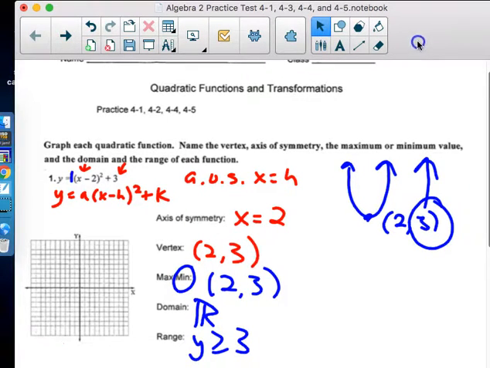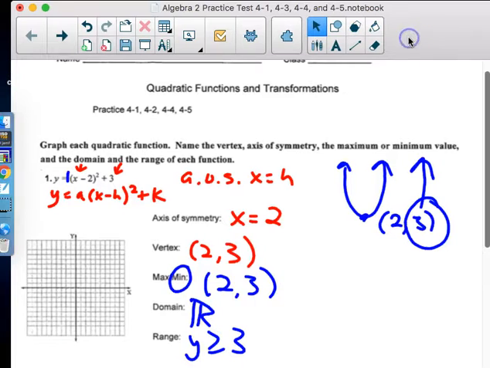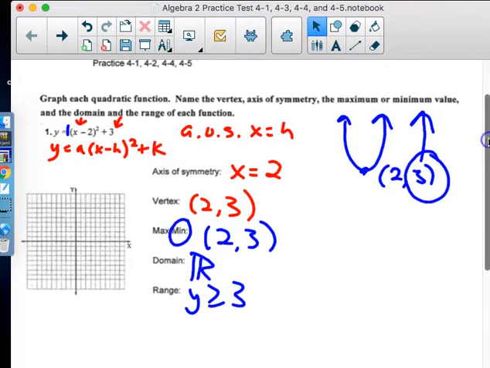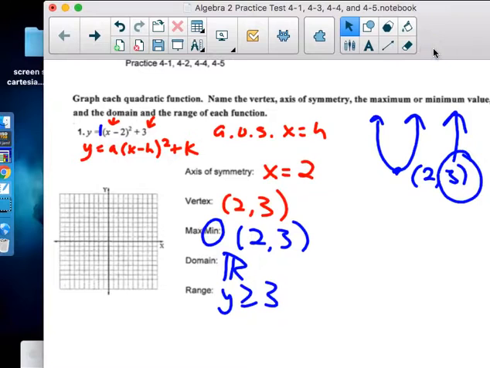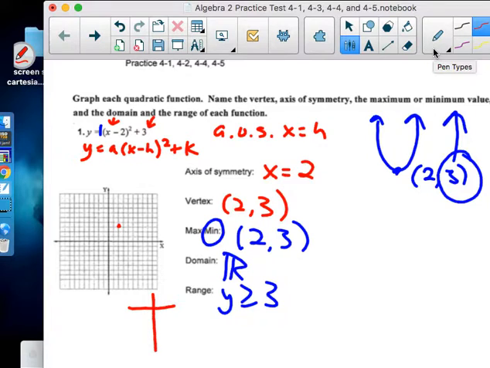So let me go ahead and move this up a little bit if it will let me. There we go. And we will graph this. So we have a vertex at 2, 3, like so. We know it's supposed to open up. We'd like to have some other points. So what we'll do is we'll pick some numbers that are close to 2 that would be nice to work with, like 0 and 1.